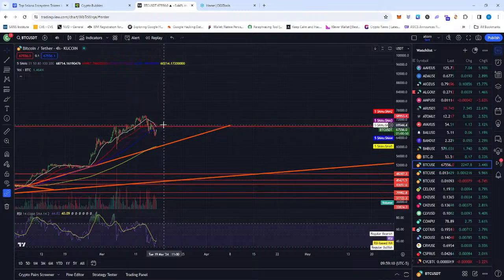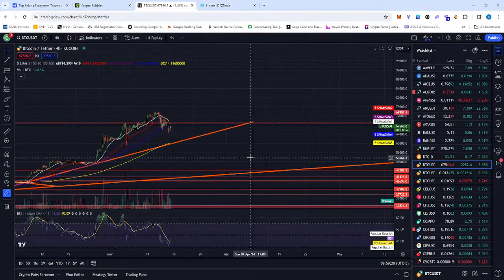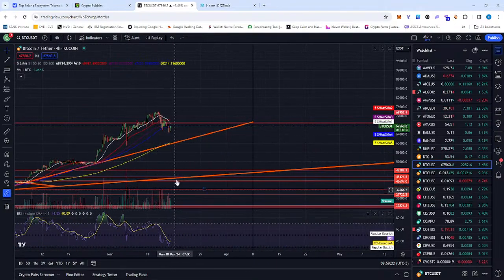So we need a breakout of this right here, $68,956, and then you'll see the Bitcoin run up. We need some volume to come in. When the volume comes in, you'll see a push break up. Now we need to put in a higher high here. It needs to get higher than 73,000 to keep that momentum going.